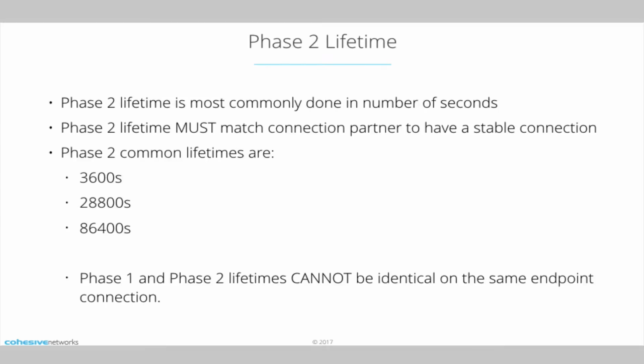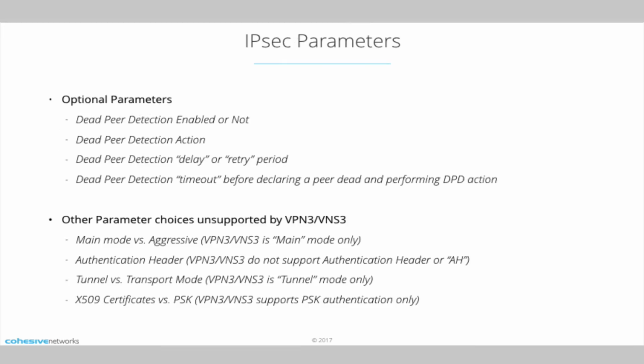Phase 2 lifetime, same thing. Common lifetimes are 3,600, 28,800, and 86,400. The key there is that they can't be the same for the same connection. Same rules apply. Then there's a few optional things.